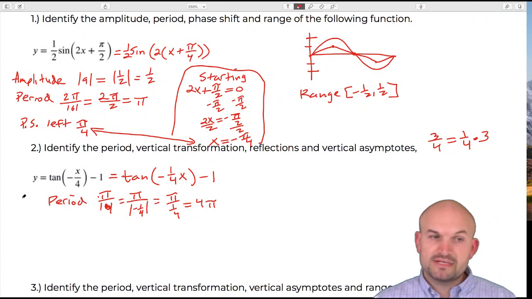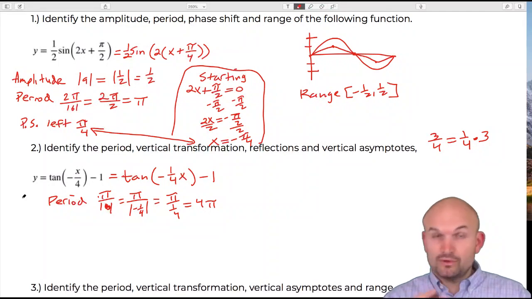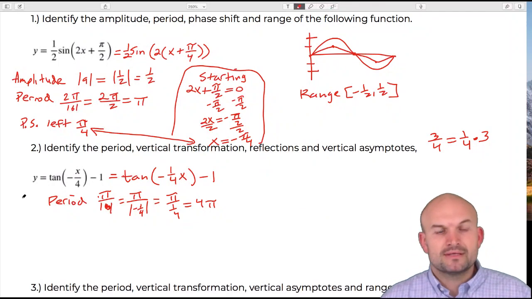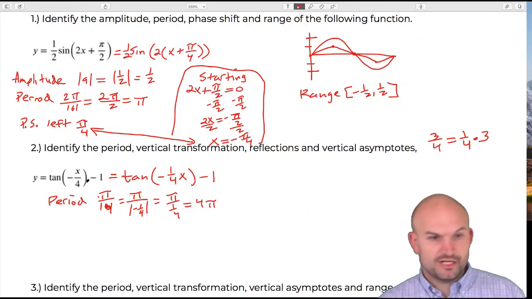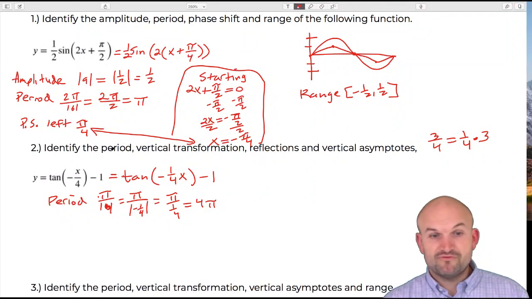There was no amplitude, because remember the definition of an amplitude is the half distance from the max to the min. And since sine and cosine are the only two functions that are bounded, those are the only two that have an absolute max and min. So therefore, since tangent and cotangent are unbounded, they're not going to have an amplitude. There was no phase shift, so we didn't need to worry.